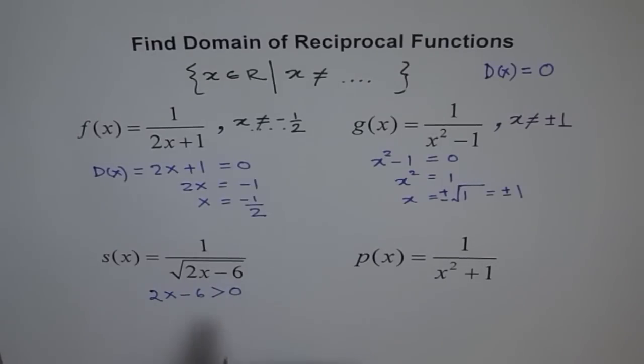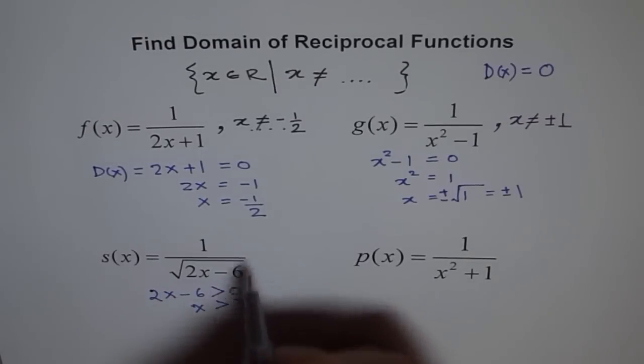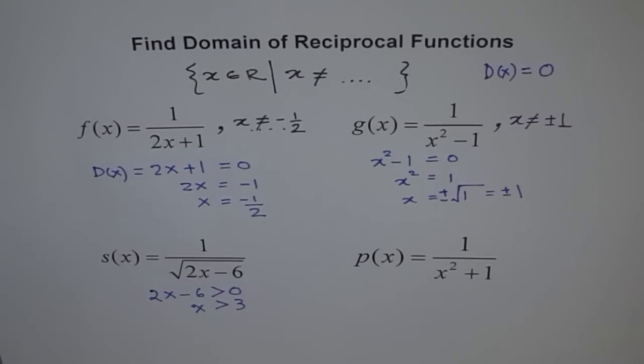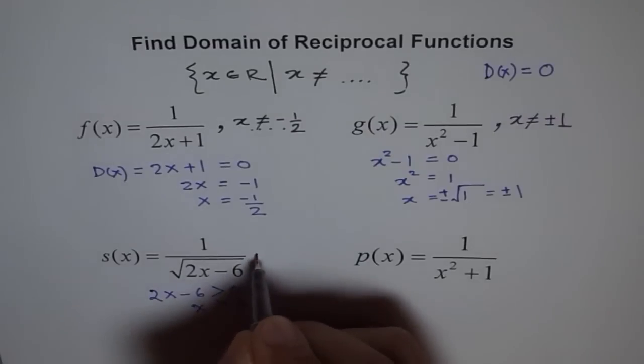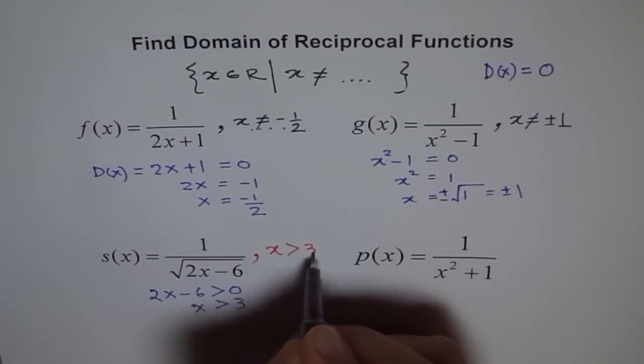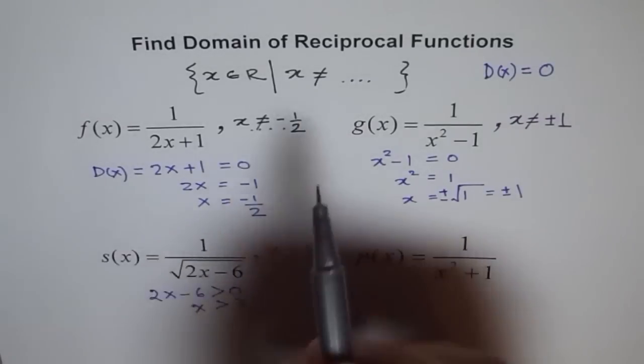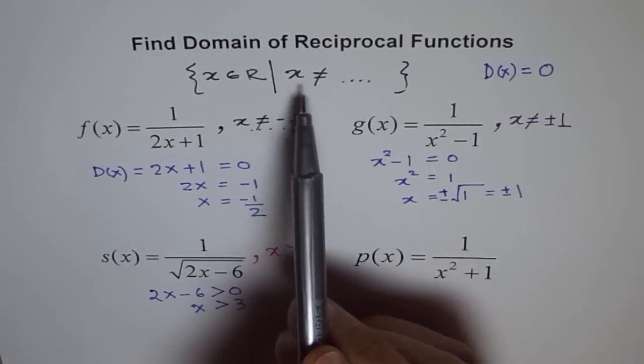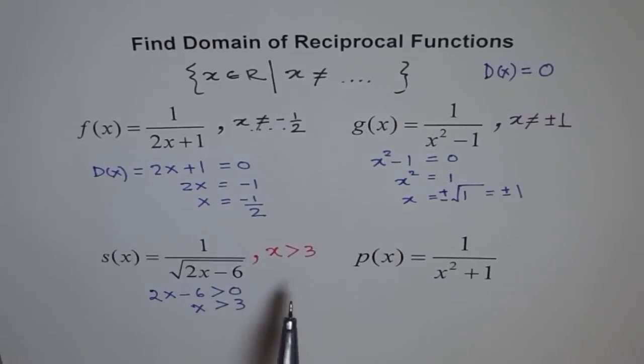So we'll take 6 to this side and divide by 2. That leads to x greater than 6 divided by 2, which is 3. So here we will write our domain. Since it is different, I will use a different ink to write this. So here we will say x is greater than 3. So the domain is all real numbers where x is greater than 3.